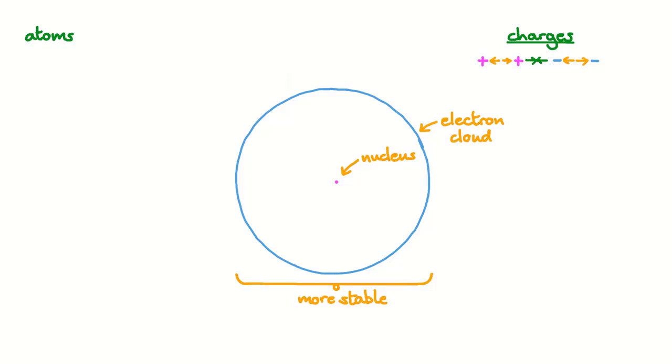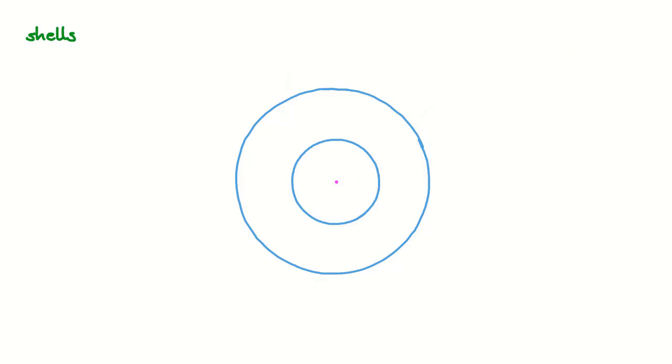But that doesn't mean that atoms cannot get any more stable. Atoms can gain or lose electrons forming ions, or they can come together to form what we call covalent bonds.